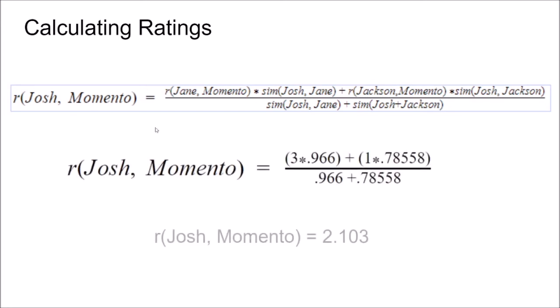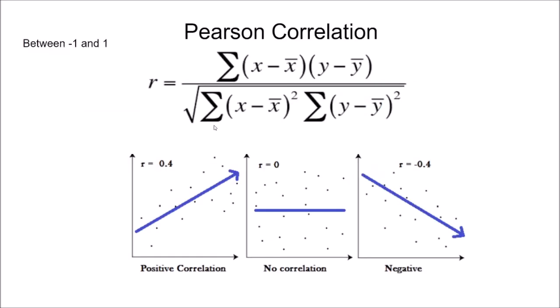After we find both similarities, we can calculate ratings. Let's say we want to find Josh's rating for Memento. You take Jane's rating of Memento and multiply that by the similarity of Josh and Jane. Next, you take Jackson's rating of Memento and multiply that by the similarity between Josh and Jackson. If there was another person, you take their rating and multiply that by their similarity with Josh. Finally, you add all these together and divide them by the similarities between the users, and we get 0.213 for the rating of Memento.